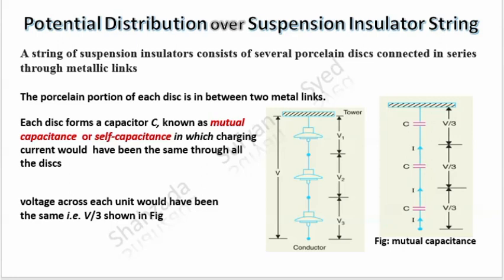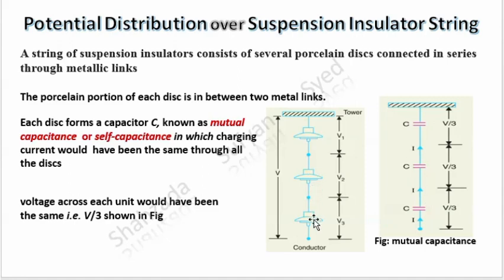Next we have potential distribution over suspension insulator string. As you can see in this figure, there are three insulator plates between conductor and cross arm or tower. All these insulator plates produce a capacitive effect as they offer a dielectric strength, and due to this dielectric strength they generate a capacitive effect, and this capacitive effect is shown in this diagram.